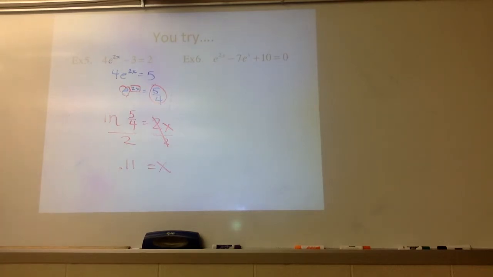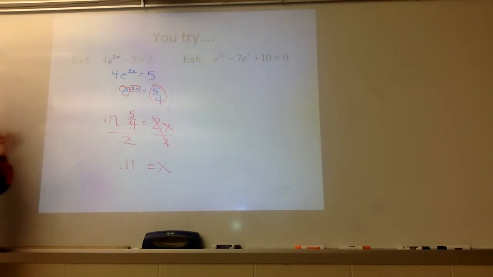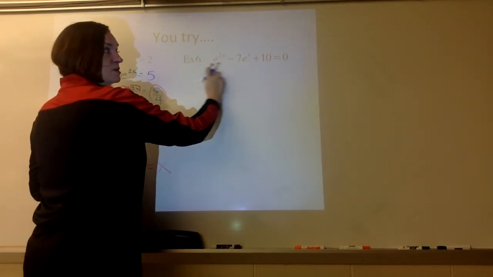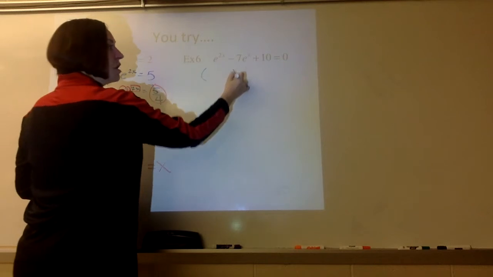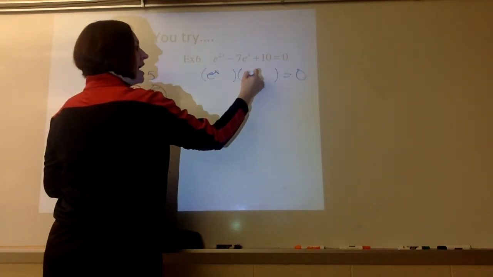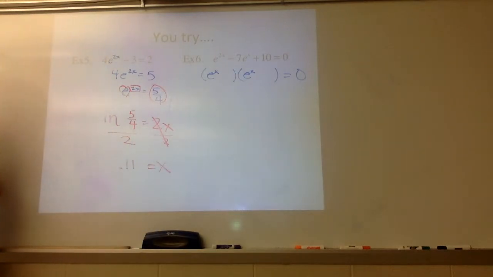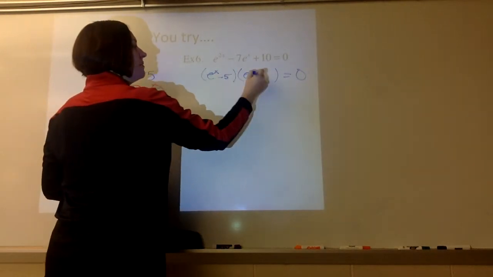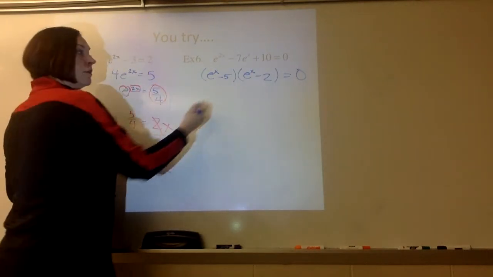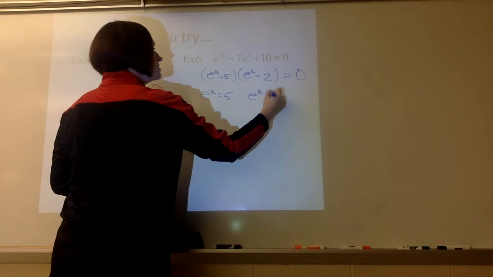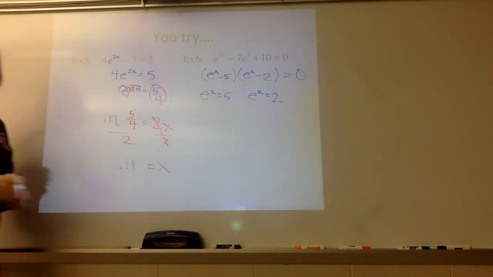All right, example 6. We already referenced this. This is going to be 2 bases with a constant. This looks like a quadratic form. We're going to solve it with a quadratic strategy. This is e to the x, e to the x. What are the numbers that finish that? Minus 5, minus 2. So I get e to the x is equal to 5, e to the x is equal to 2. How do I solve this?